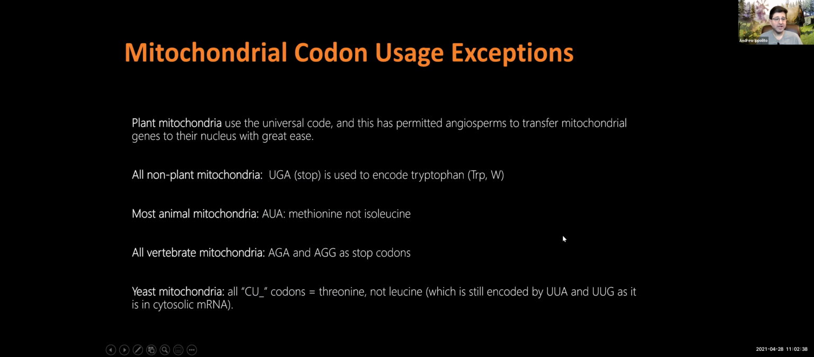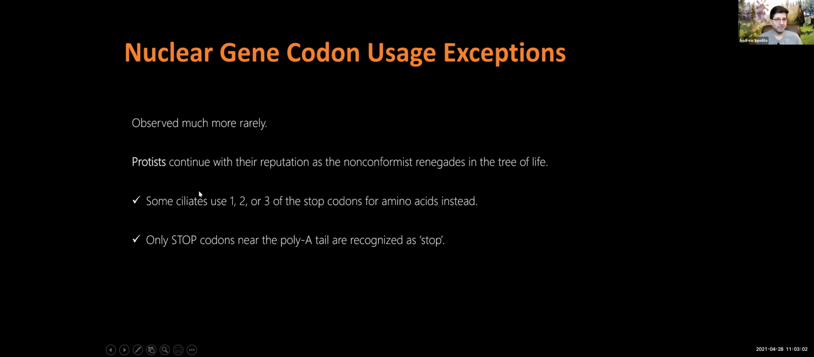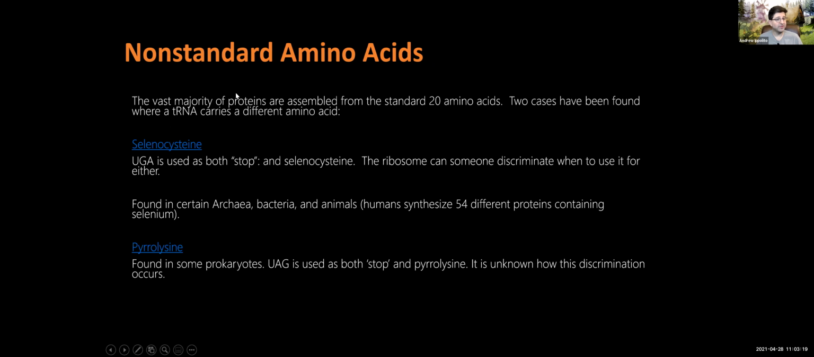Now, the next few slides are just for you to go over if this is really fascinating stuff to you and you want to dig into it a little bit. These are exceptions to the rules. This slide says mitochondrial codon usage exceptions. For example, in animal mitochondria, AUA does not mean isoleucine, it means methionine. But I'm not going to read all this. And then you've got nuclear gene exceptions, which are very rare. For example, some protists, some ciliates use one, two, or three of those stop codons to encode for different amino acids instead.